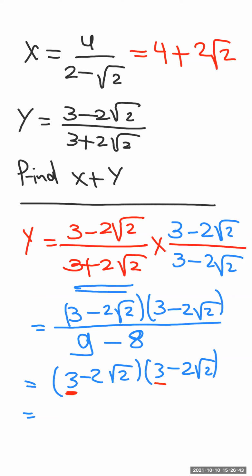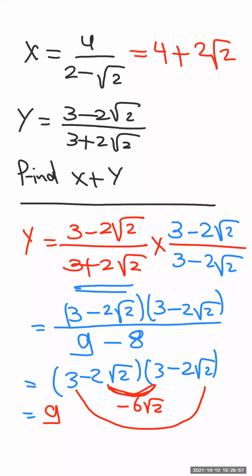First times the first, 9. Then the middle, it will be the product of means and the product of extremes. So this one will be negative 6 square root of 2. And the extremes, also negative 6 square root of 2. And then add the two values, negative 6 square root of 2 plus negative 6 square root of 2. So it will be negative 12 square root of 2.